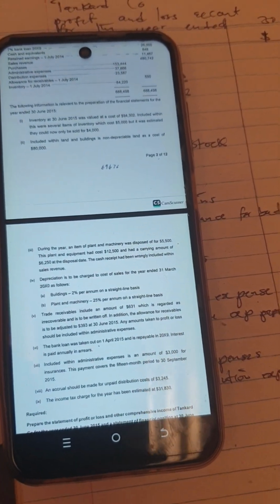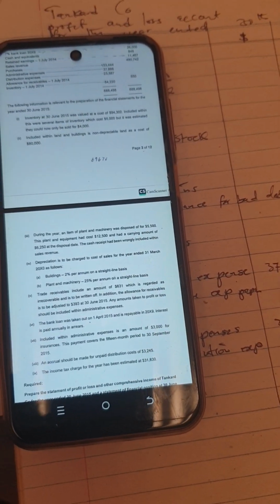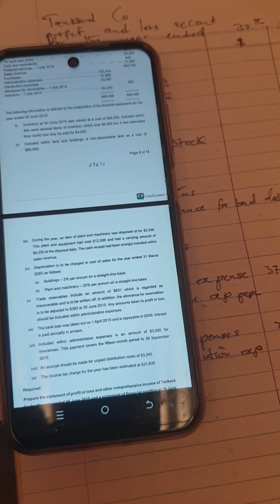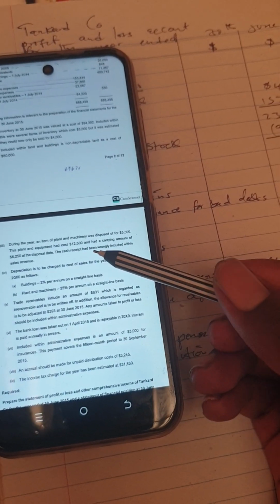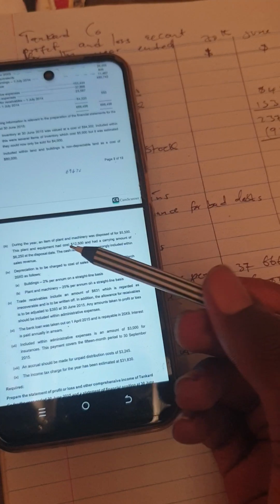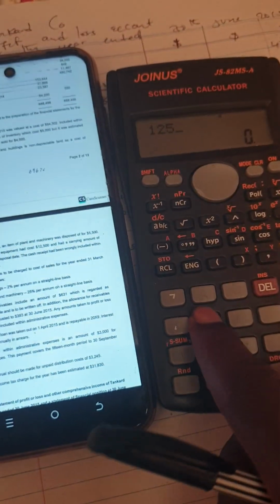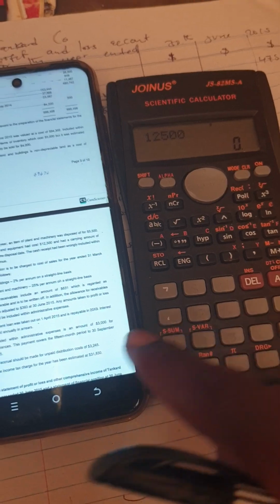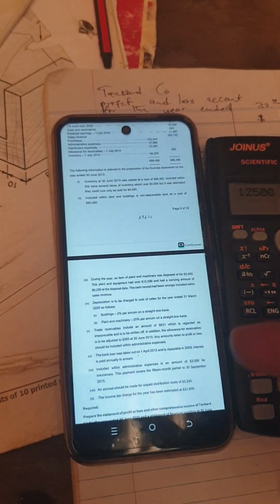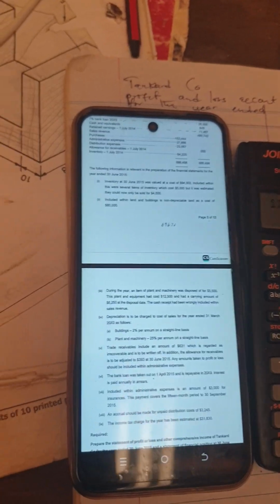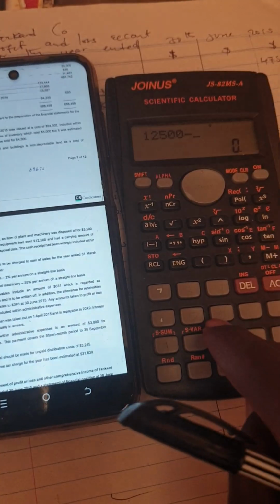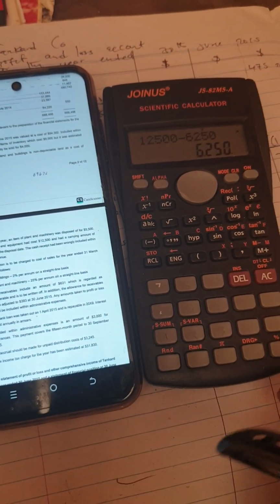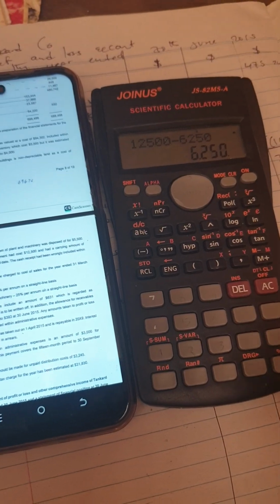Okay, next we'll have to consider this statement here. They're saying the third adjustment: during the year an item of plant and machinery was disposed of. This item was sold for $5,500. This plant had cost $12,500 and a carrying value of $6,250. Okay, the cost was $12,500, and then it lost value. In order for it to reach the net book value or the carrying value, it had to depreciate. So we get the cost minus the net book value, which is $6,250, which means the item was worth $6,250.